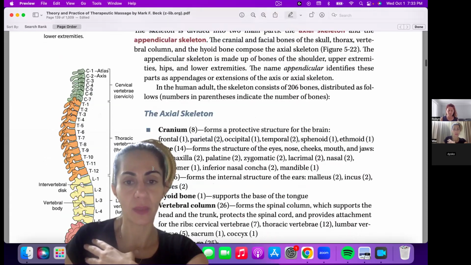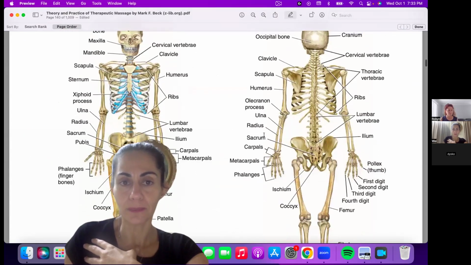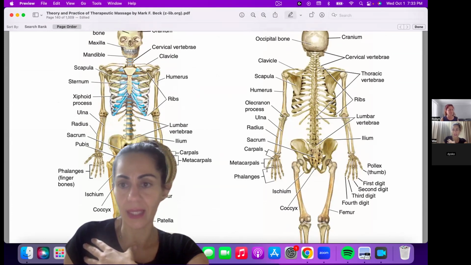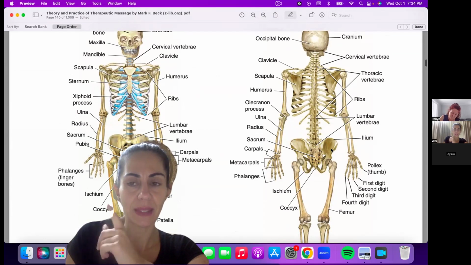Let me see if there's another picture of that. Right here. So the appendicular skeleton is going to be the scapula, clavicle, humerus, and the forearm and the hand that hold these bones, and the pelvis, femur, and the lower leg as well. So technically the hands and feet, hips, and scapula.